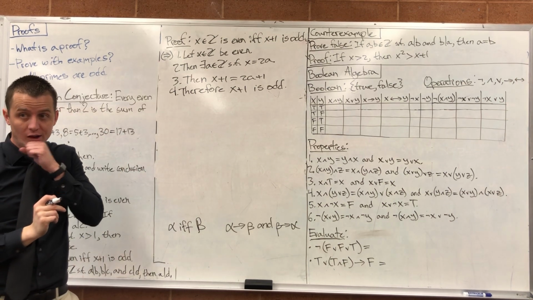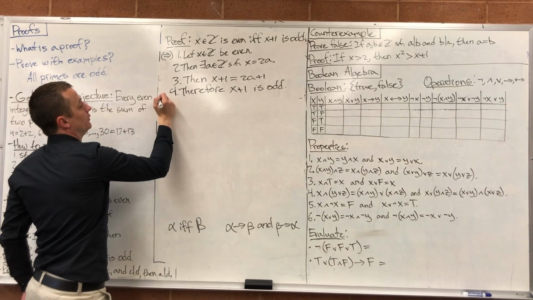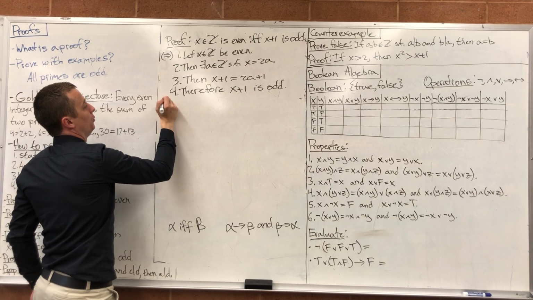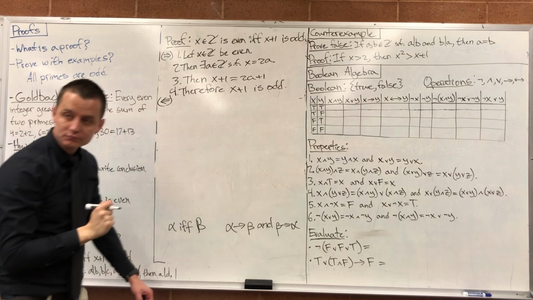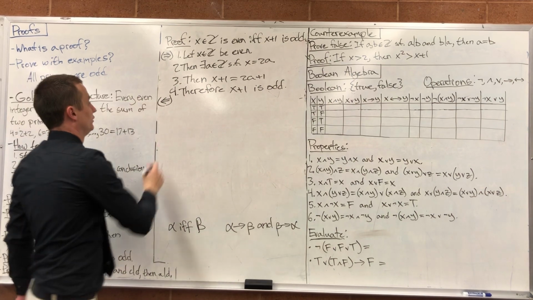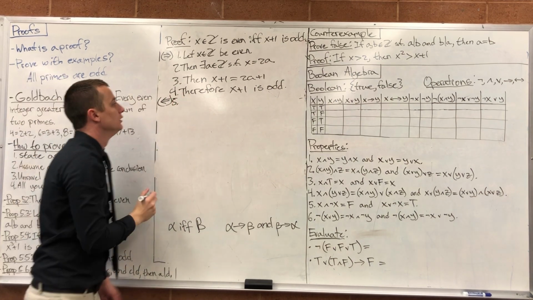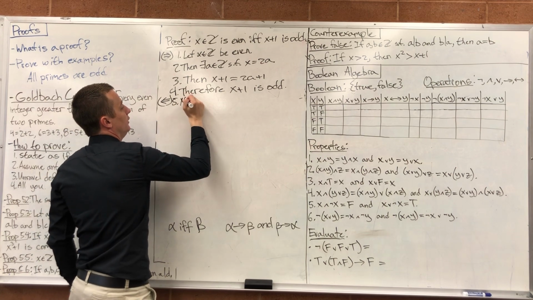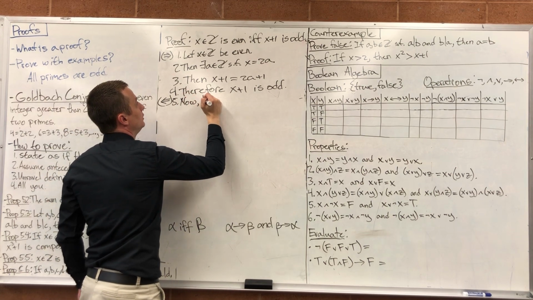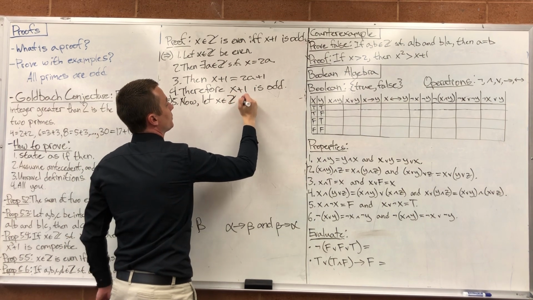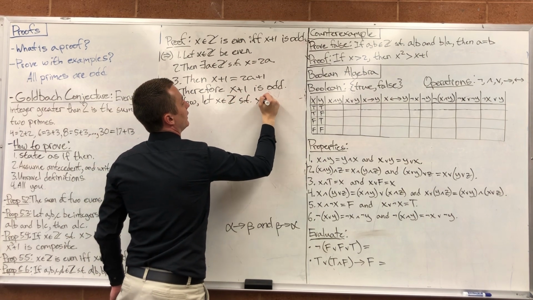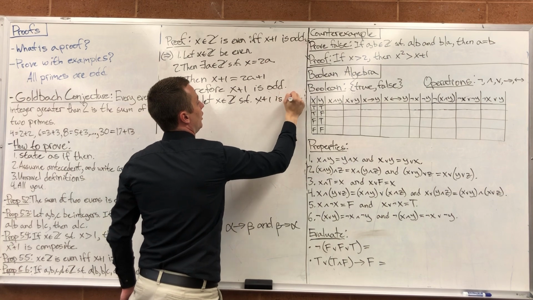Right? Now we're going to go the other way. So then we put an arrow pointing the other way, showing that now we're showing that this implies this. So what should I write? Let x plus 1 be odd. Now, comma, let x in Z such that x plus 1 is odd.